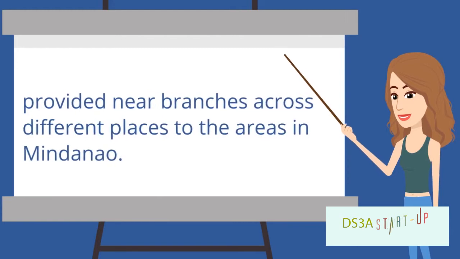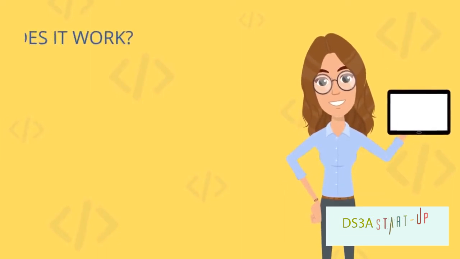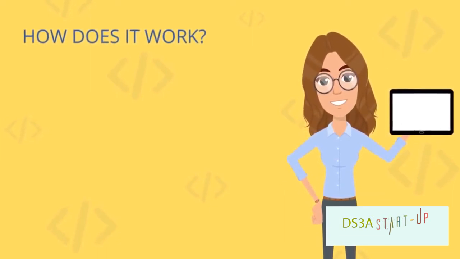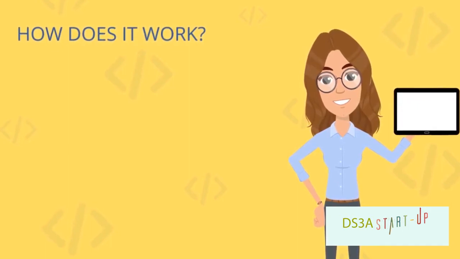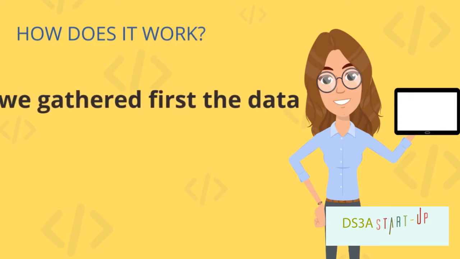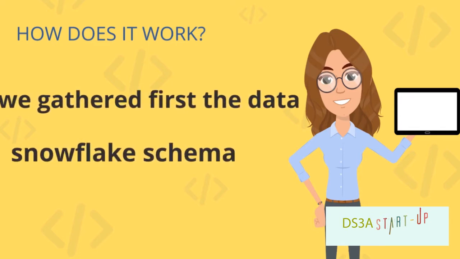We have provided nearby branches across different places in Mindanao. So how does it work? Here is the systematic way of the process. But before we go through the process of how we implemented data warehousing and OLAP operations, we first gathered the data in tables, and we used a snowflake schema for the tables from the given data.